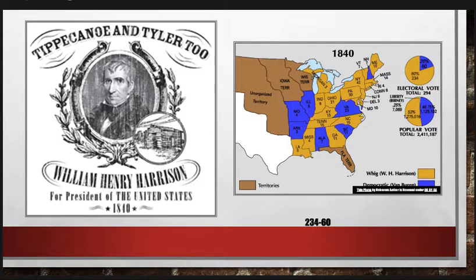His vice president, John Tyler of Virginia. Pretty much an afterthought, but he was a Virginian, the largest state, and they thought it would help gather votes. Didn't work. As you can see, Harrison lost Virginia, even with John Tyler on the ballot, but it was still a thought to help get some Southern support for a Northern candidate. And as you can see, he did win some Southern states.